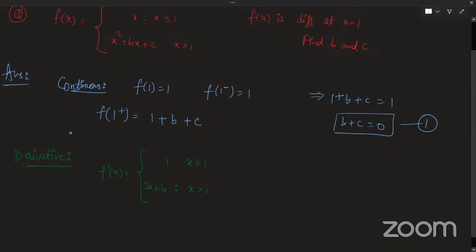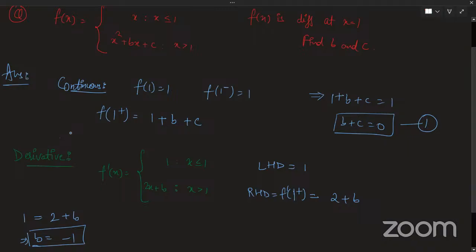We need to check at x is equal to 1. At x is equal to 1, what will be the left hand derivative? 1, sir. 1, great. And what about the right hand derivative, that means f dash of 1 plus? Sir, it is 2 plus b. 2 plus b, great. So 1 and 2 plus b both should be equal, right? So your value of b is minus 1. And b plus c is equal to 0, so that means c is equal to 1. So we have got the values of b and c. Really simple, right?